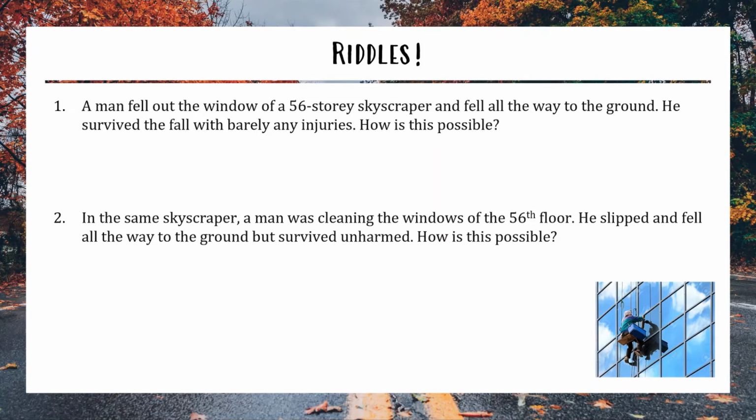In the same skyscraper, a man was cleaning the windows of the 56th floor. He slipped and fell all the way to the ground, but survived unharmed. How is this possible? If you have any theories or guesses for the riddles, you can post them down in the comments below, or you can send them through in an email and I'll tell you if you're correct or not.